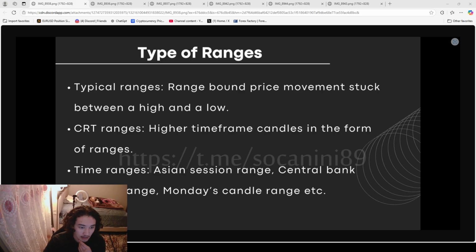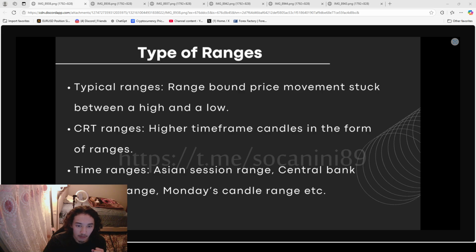Typical ranges. We're not going to be talking about this one, by the way. Neither are we going to talk about time ranges. And by the way, the Monday range candle, we're going to be talking about that as well, which is important too. But our mini chapter, which is our Chapter 6, this chapter would be a typical range.